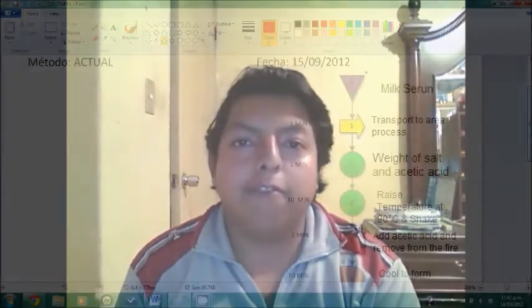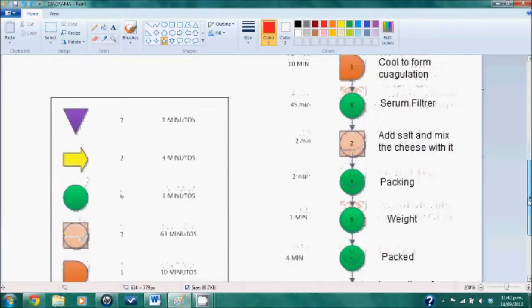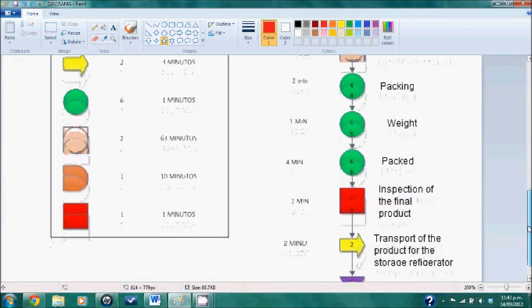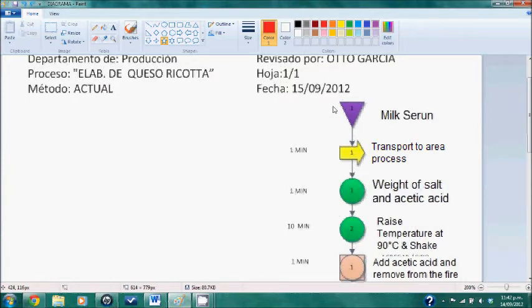Hello, I'm going to explain the process flow diagram for making this cheese. This is the process diagram for making the ricotta cheese that I'm going to explain in a minute. So in the first step we have the mix serum. This is the matter in which the machine or personnel are going to work.